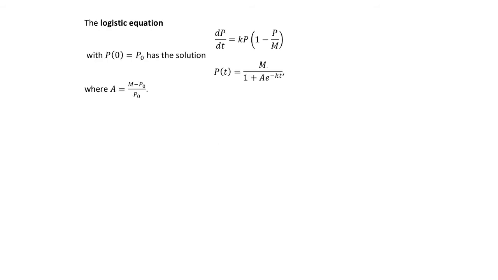This logistic equation, dp/dt equals kp times 1 minus p over m. If the initial population or initial value is p0, your solution is the carrying capacity divided by 1 plus a, which we'll discuss in a minute, e to the negative k, well, the k is right there, multiplied by t. Where does a come from? A, you have to know this formula. A turns out to be m minus the initial population divided by the initial population. So here's the way I like to look at this. Let's imagine the graph.